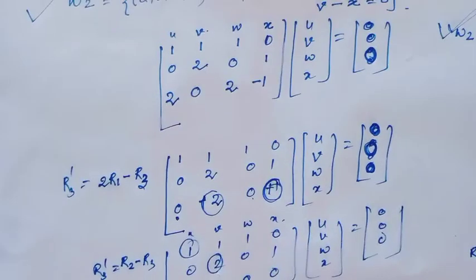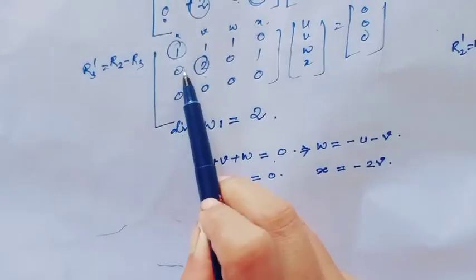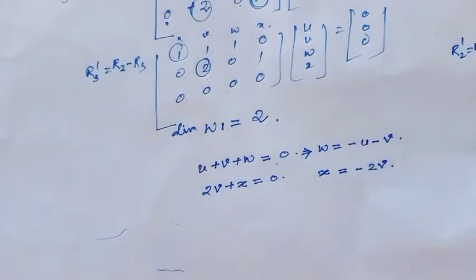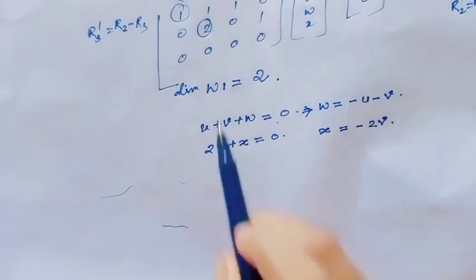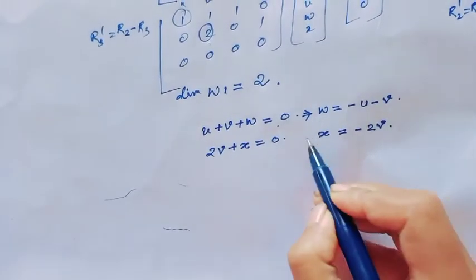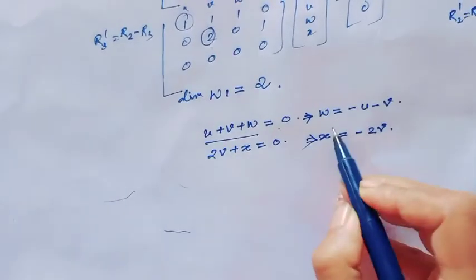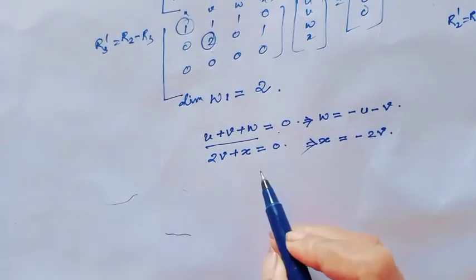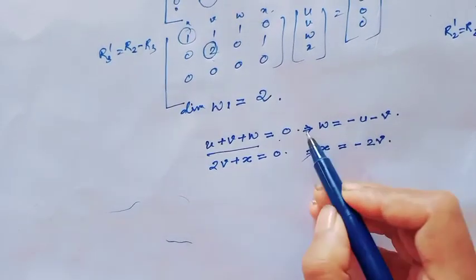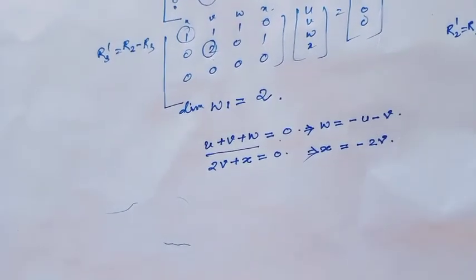For this subspace W1, since I have got u plus v plus w equal to 0, and from this line we can tell 2v plus x equal to 0. That implies from this equation w equals minus u minus v and x equals minus 2v. Have you understood this concept?